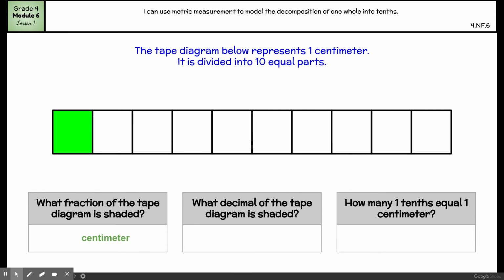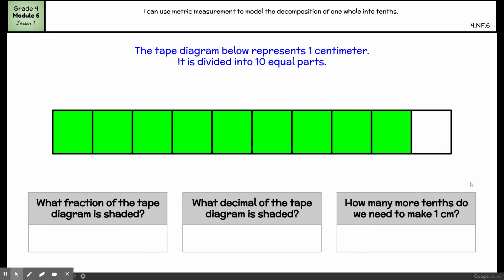All right, since there's 1 unit shaded and there's 10 parts altogether, we call that 1/10. That is the fraction of the shaded tape diagram. As a decimal, we would write 1/10 also, and it would look like that with the decimal in front of the 1. That is 1/10 of a centimeter. And friends, how many 1/10 equal 1 centimeter? How many of those tenths units would you have to have? 10 of them. That is what it would take because there are 10 of these 1/10. This is a tenth, and this is a tenth, and this is a tenth. And if you count them all, there's 10.